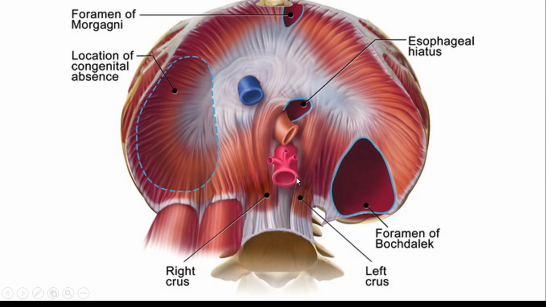So in this video we have discussed mainly the hiatal hernia. In our next video we will discuss the other types of hernias. We will discuss the herniation through the foramen of Morgagni and foramen of Bochdalek, and we will also discuss what these foramen or triangles are and where they are situated, and of course the herniation through these openings.